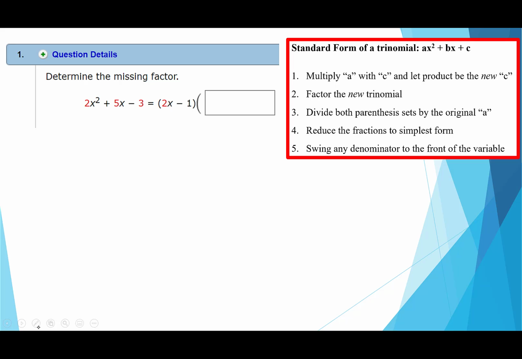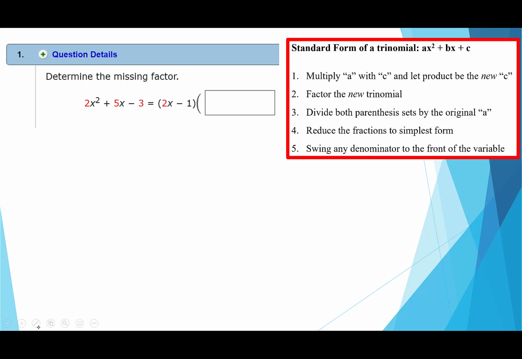So it's important that you know the standard form of a trinomial, that's in the top of the red box. It's ax squared plus bx plus c, where a, b, and c are coefficients. And then I have the steps. Now I'm not going to teach you how to do these problems on this video. I'm just going to practice these steps with you for a few of these homework problems.